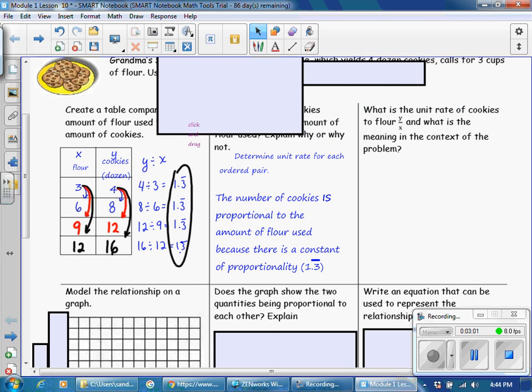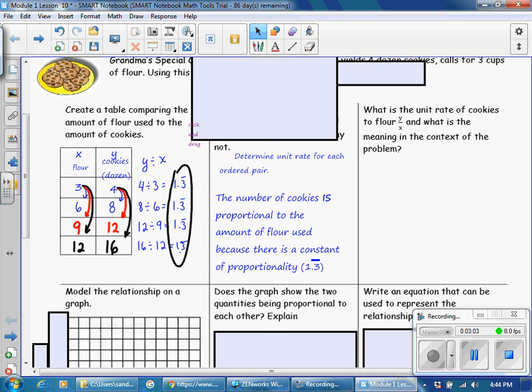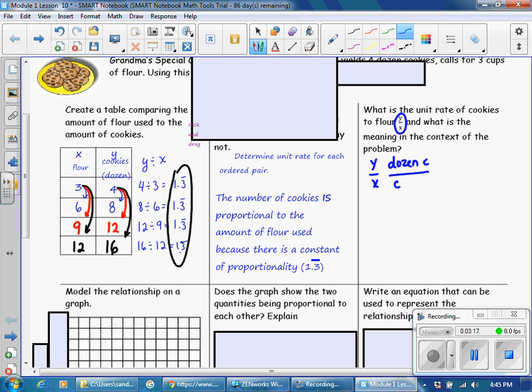In the next question, what is the unit rate of cookies to flour? And what is the meaning in the context of this problem? So let's write down y over x. And remember that y represents the dozens of cookies, and x represents the cups of flour. So when you're calculating the unit rate, you are calculating how many cookies you will get from 1 cup of flour. So remember that the unit rate is when you have 1 in the denominator. So that will represent the number of cookies for 1 cup of flour.